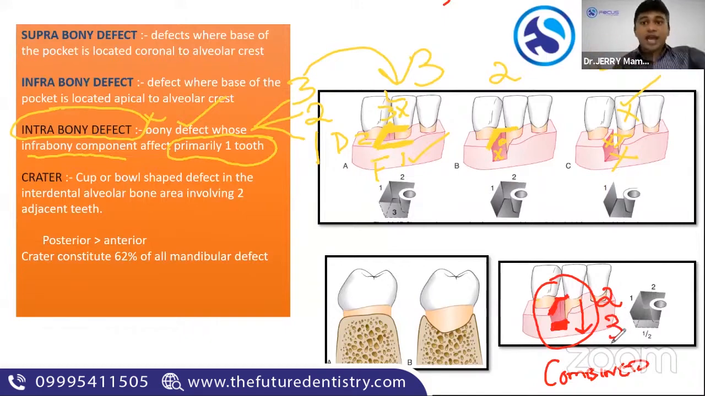So it's a combination. At the top, it is a two wall, and at the bottom, it is a three wall. Okay, so that is why it is called a combined defect. I hope it is clear now. It is called a combined defect.